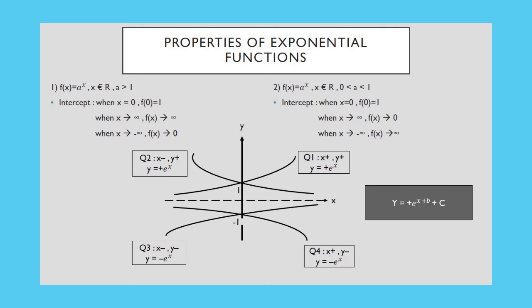The second property is a between 0 and 1. As x equals 0, the function would be 1. When x extends to positive infinity, the function would be 0. When x extends to negative infinity, the function would be infinity. So the graph has quadrant 1, quadrant 2, quadrant 3, quadrant 4. Quadrant 1 is when x is positive and y is positive, and so on. The general formula for the exponential function is y equals positive e to the power of (ax plus b), plus c.